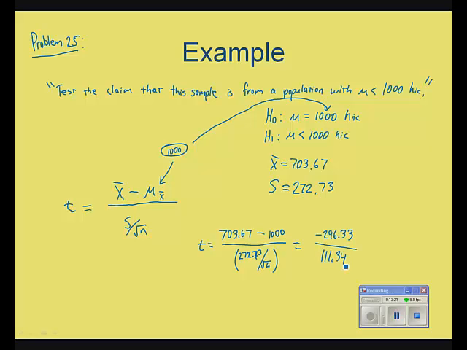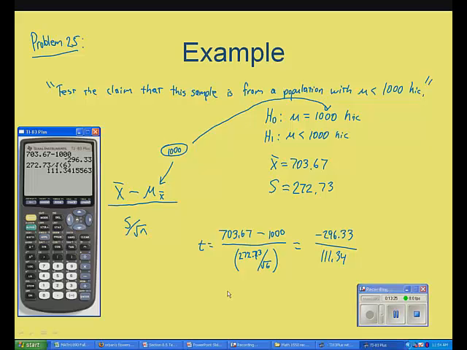Of course, I rounded there, and I like to round as little as possible. So my way to do that is I'm going to take my negative 296.33. I'm going to divide by my answer, and I get that by hitting second and the negative sign. Okay, so there's my t-value, negative 2.66.